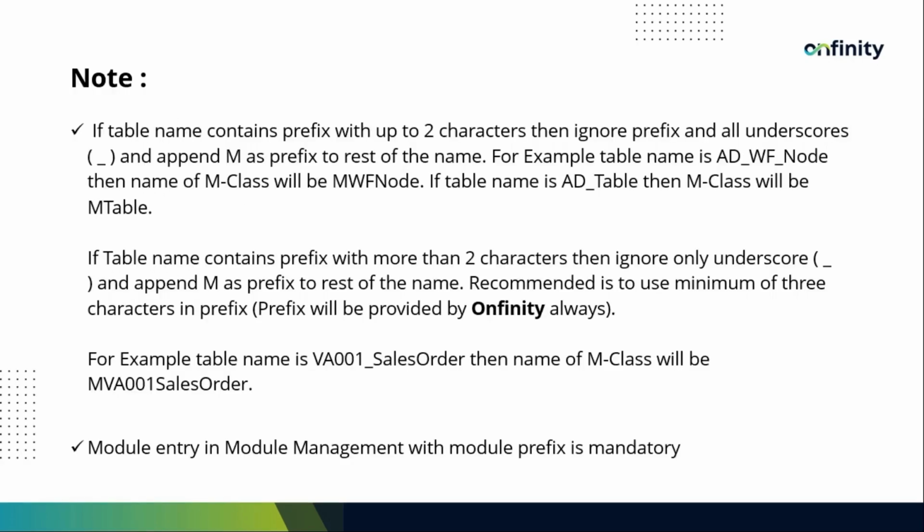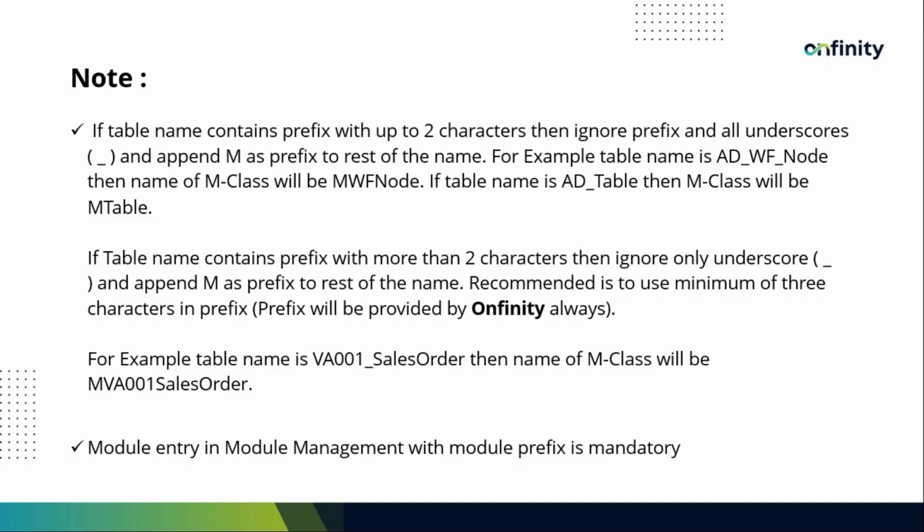There are some points that you have to keep in mind while creating the M classes in the system. If the naming convention is not according to the recommendation by the Onfinity system, then the M classes will not work. There are certain rules that you have to follow, so it depends basically on the prefix of the table. For example, if the table name contains 2 characters before the first underscore, or less than 2 characters to be precise.